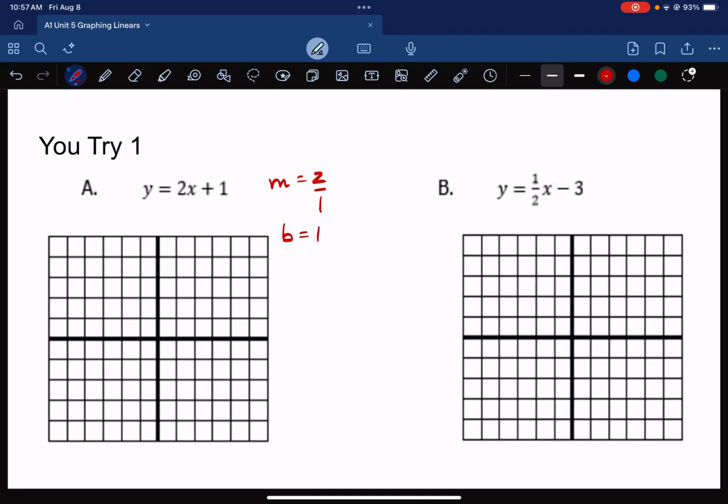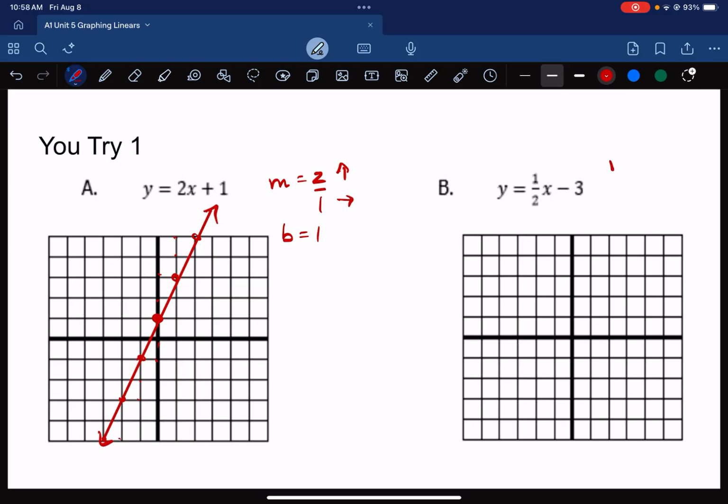So I've got slope m is 2, so I'm putting 2 over 1. And the b value is 1, so I'm going to start at 1. And my slope tells me up and right. So up 2, right 1, up 2, right 1. I could go down and left instead. And there's my line.